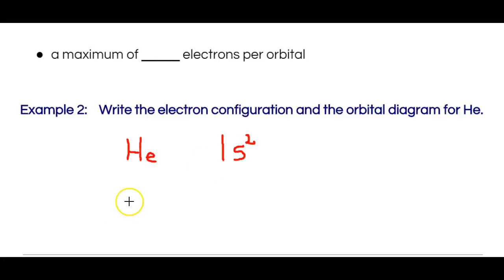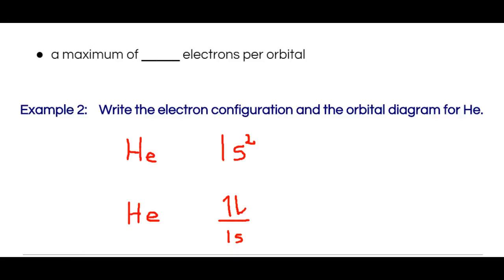If I were to draw the orbital diagram, I'm going to show, and I'm just going to use a line just to save space here. And I would write 1s underneath to indicate that it is in fact the 1s orbital. I'm going to show the fact that it has those 2 electrons, but that they have opposite spins. So one with a positive spin and the other one with a negative spin.